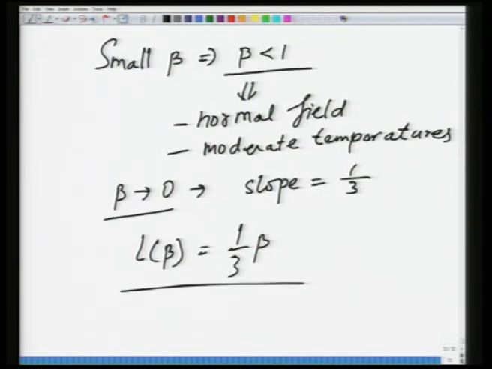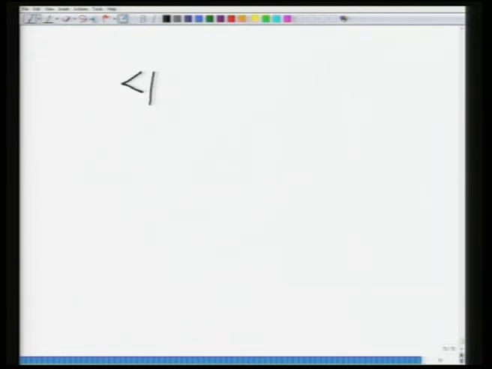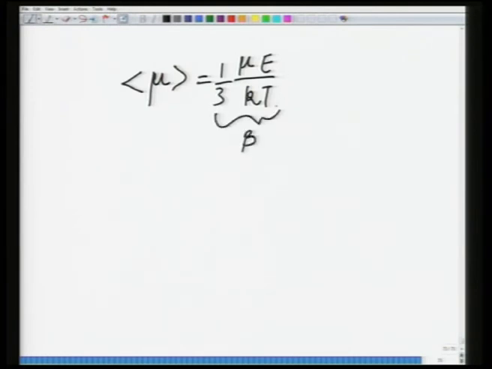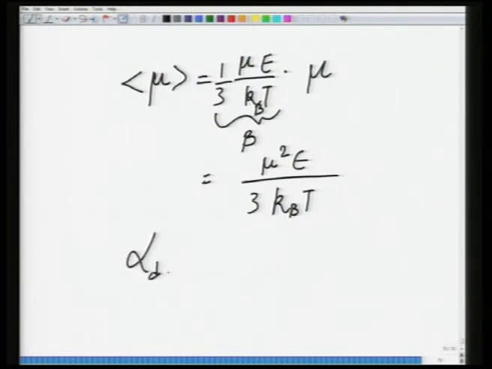So, if you now substitute this, what you get is average mu becomes equal to mu E by kT, times 1 by 3, this is the beta, into mu. So, what it gives you is mu square E divided by 3 kBT, let us include kB. So, what is alpha from here? So, alpha_D, which is dipolar, is nothing but this, because mu is equal to alpha E.